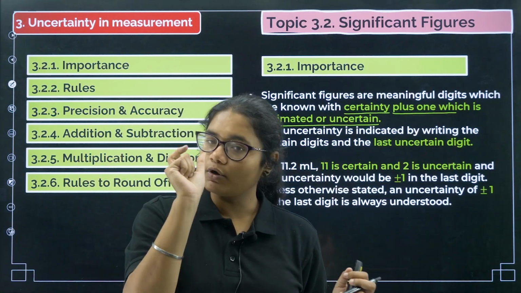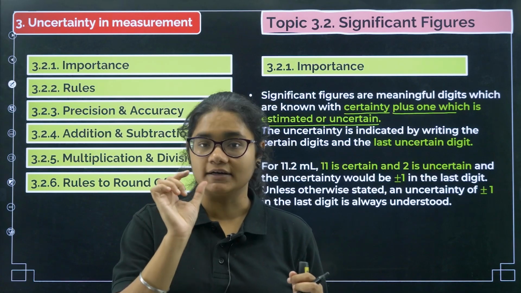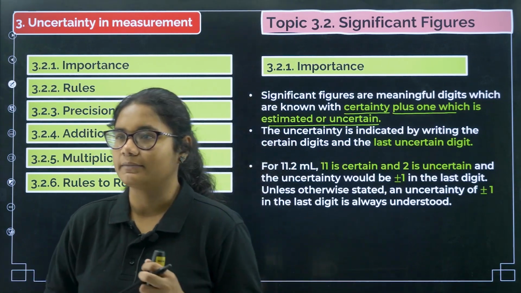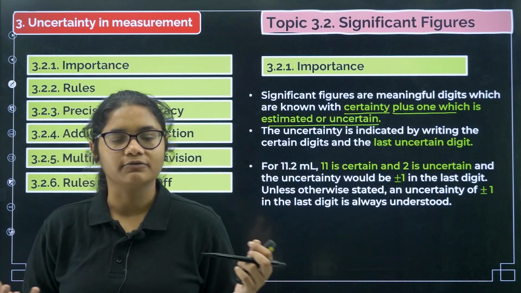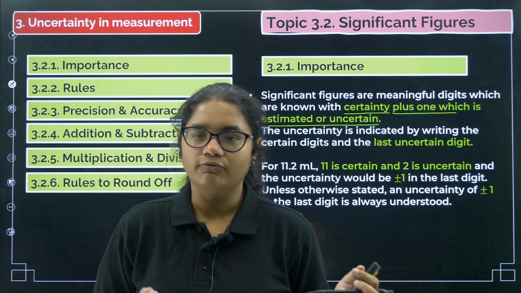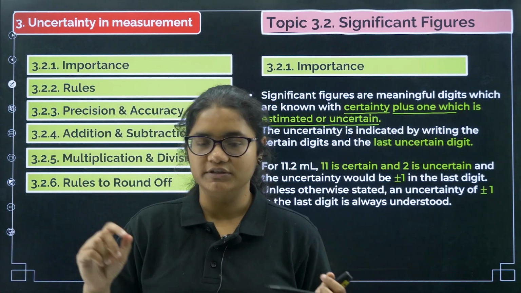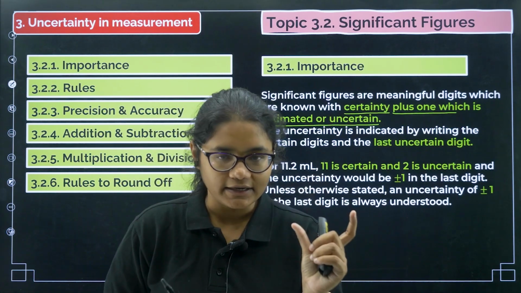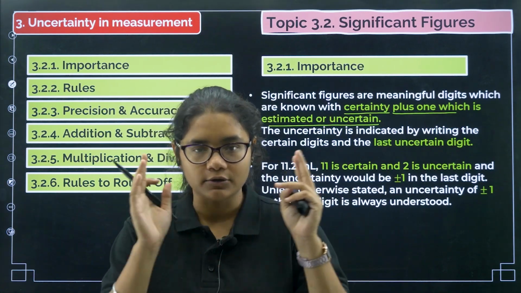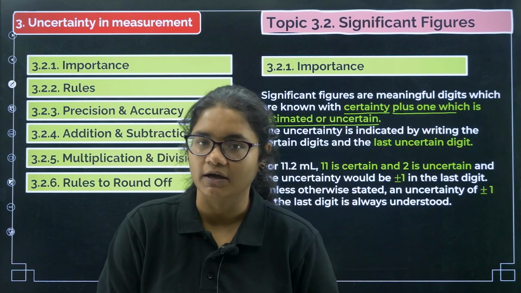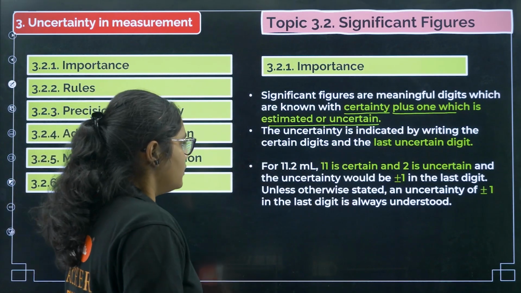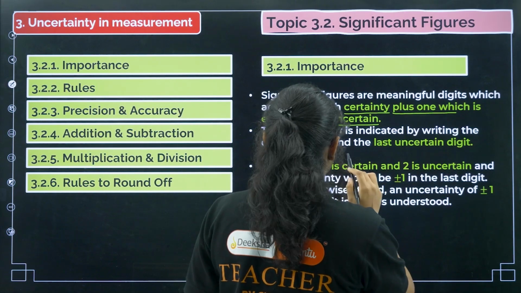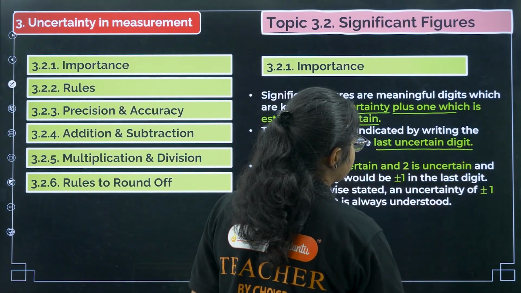So you may say it is something around 4 point something centimeter. That 4, which you are very sure about, is the certain number. After that, you may think it is 4.3 or 4.5, 4.6 or 4.9. These points which are not certain are called the uncertainty part. So the certain number and the uncertain number together are called the significant figure. The uncertainty is indicated by writing the certain digits and the last uncertain digit.